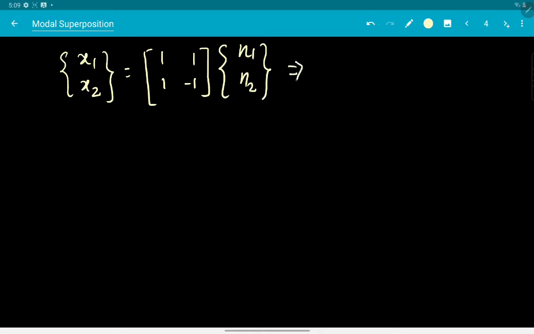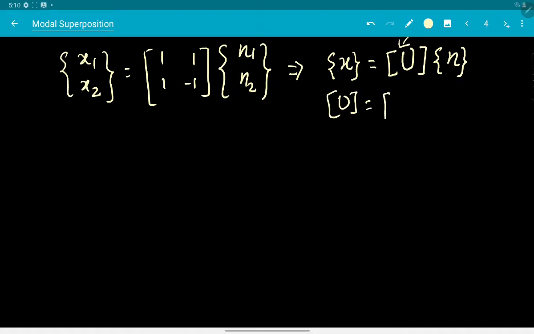This is the displacement vector. I'll be calling this matrix the mode shape matrix, and this is a vector of contribution coefficients of each of the mode shapes that is sitting over here in U. So U is a mode shape matrix which has n mode shapes sitting as n columns. Here we have U1, U2. And eta is a vector of contribution coefficients like this, eta 1, eta 2.